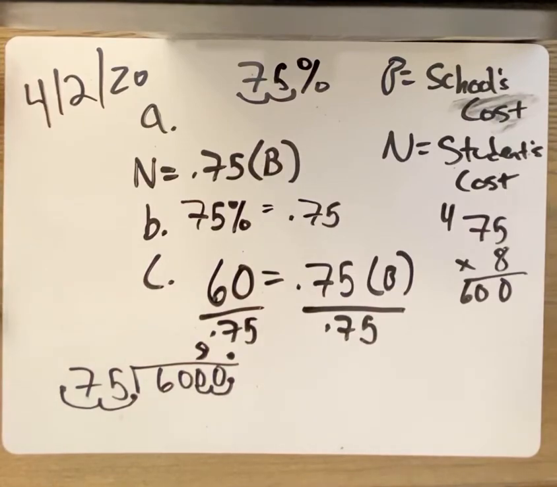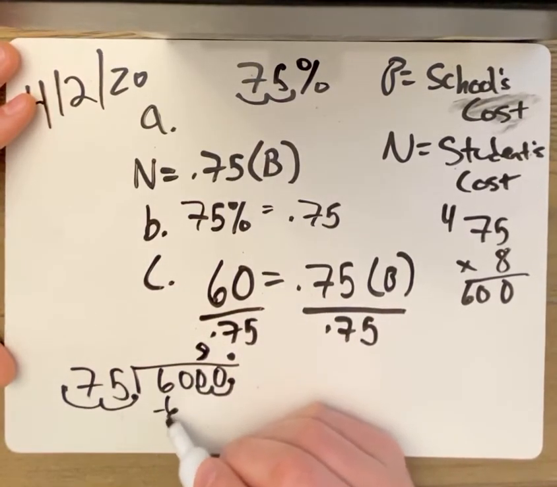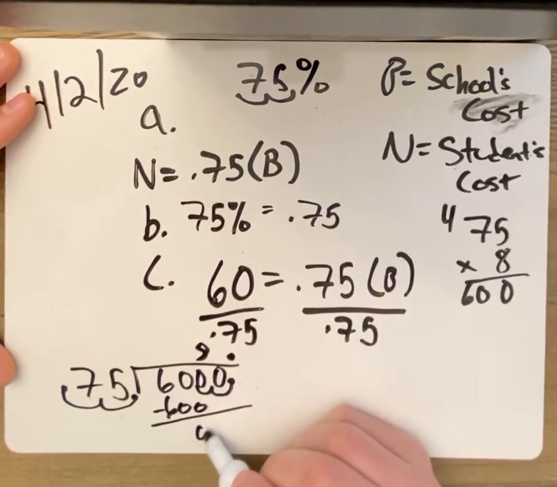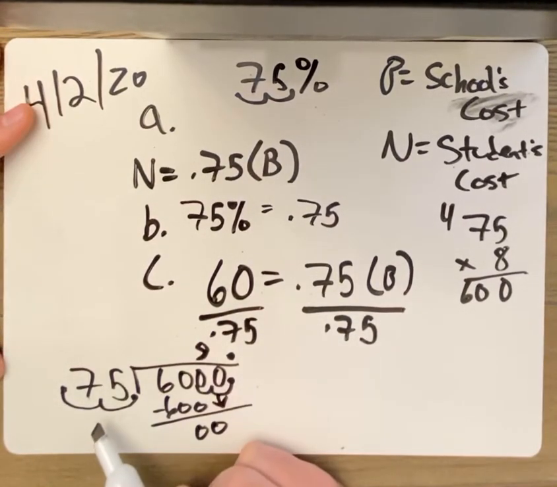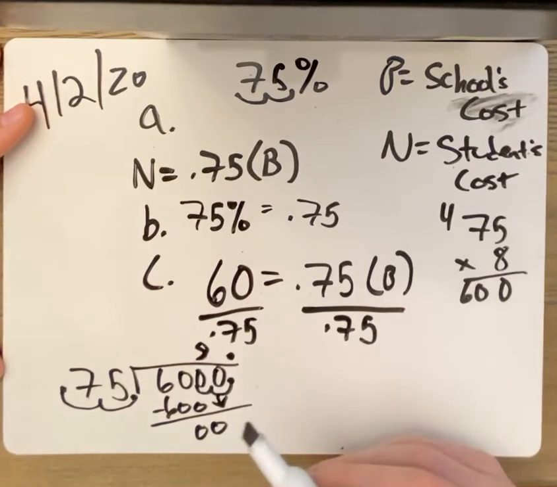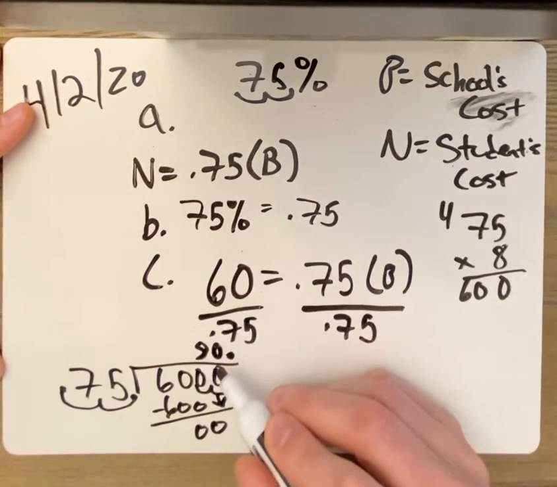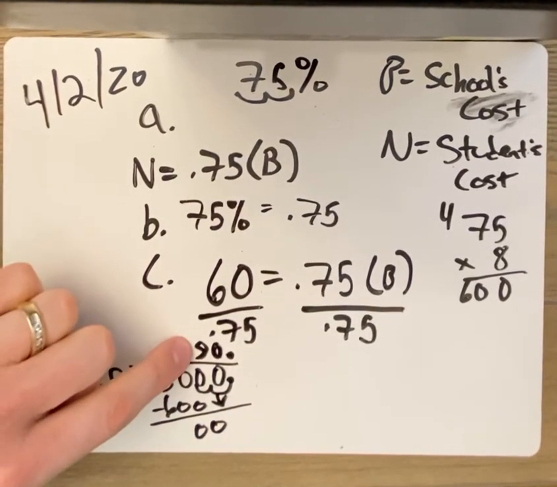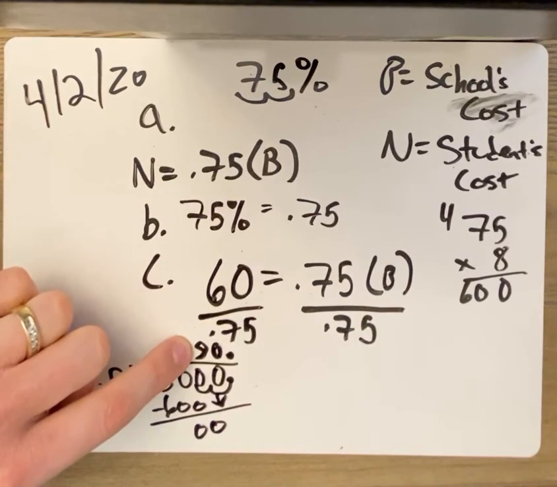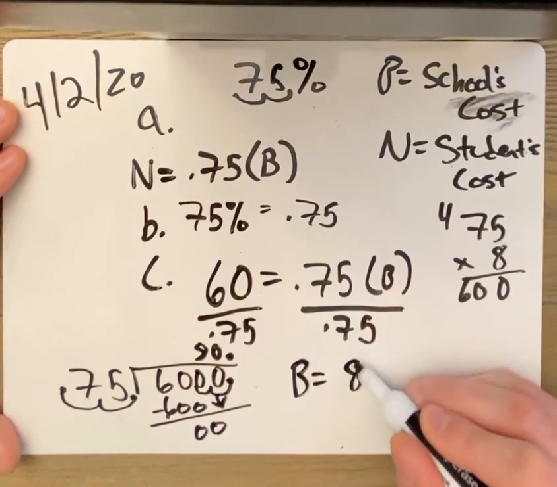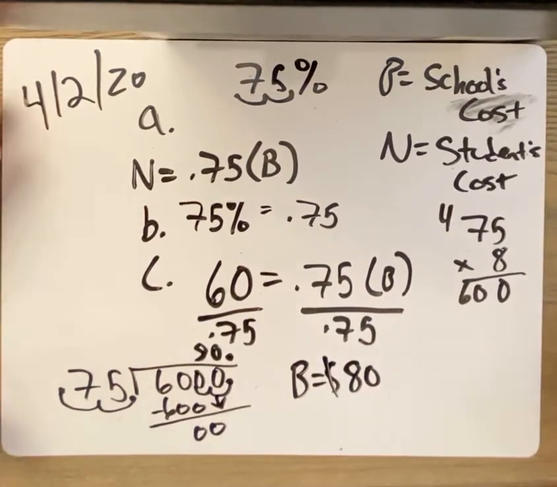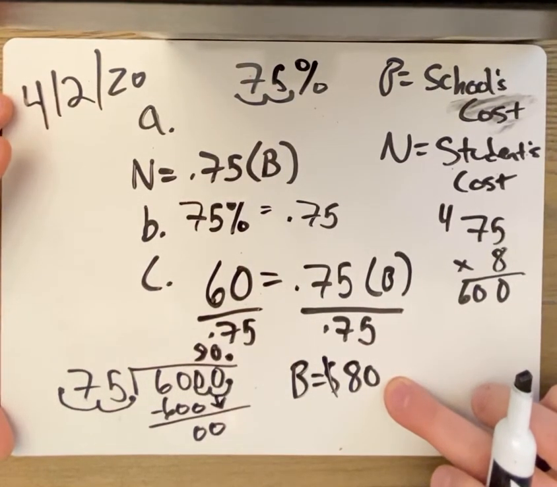All right, put my 8. Now you know it's 600. We multiply back and subtract, we get 0. We bring down the other 0. How many 75s fit into 0? 0. So what does this mean? This means that B equals $80. This is how much the school pays for the book.